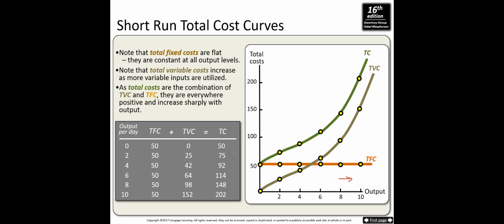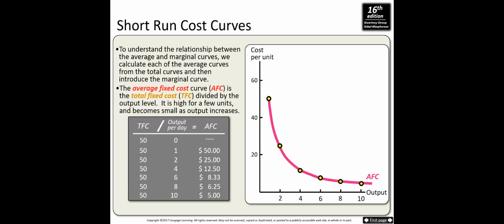So let's calculate the total cost. Total fixed cost at 0 output, you have 50, and it's always 50. Plus 0, 50. And for 2 units output per day, 50 plus 25, 75, and so on. So average fixed cost curve, remember, average fixed cost is fixed cost divided by quantity, 50 divided by 1, then 50 divided by 2, and when you produce more and more, you have AFC declining over the outputs.